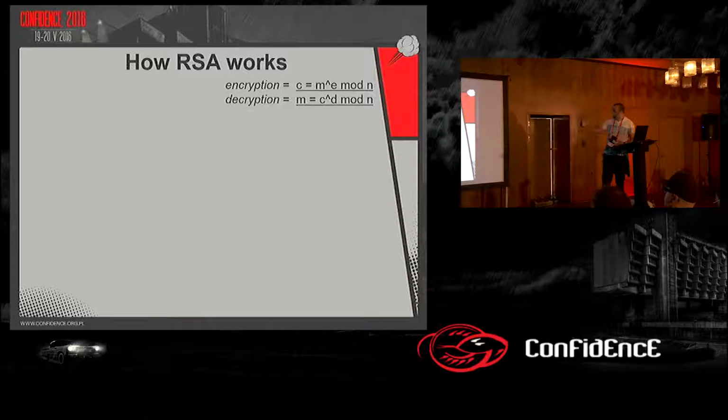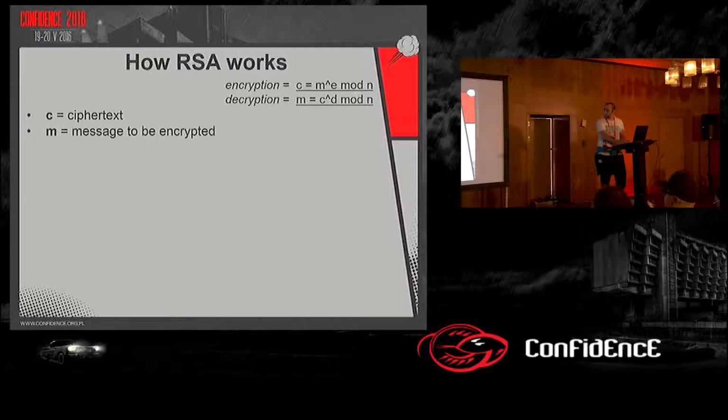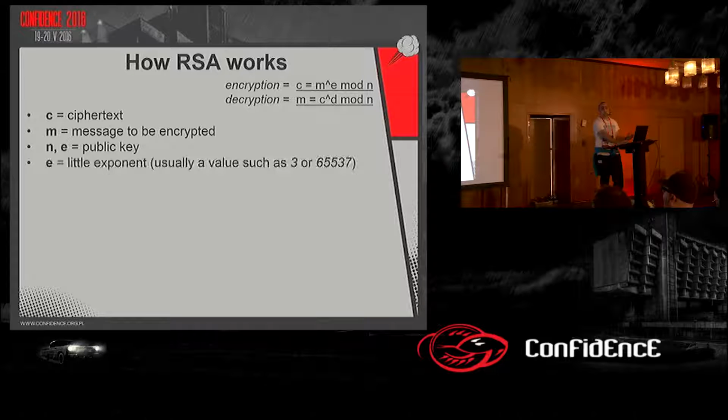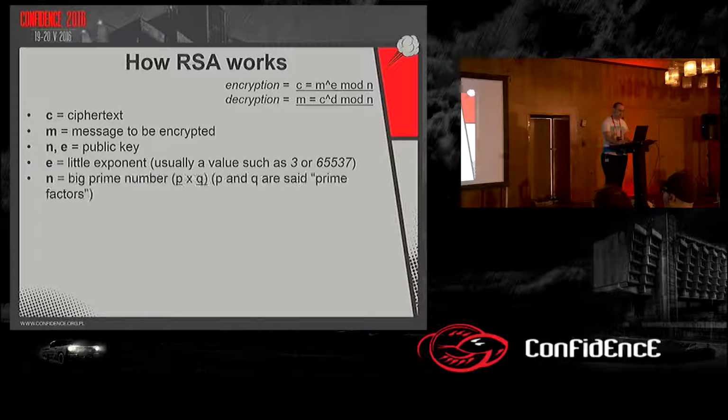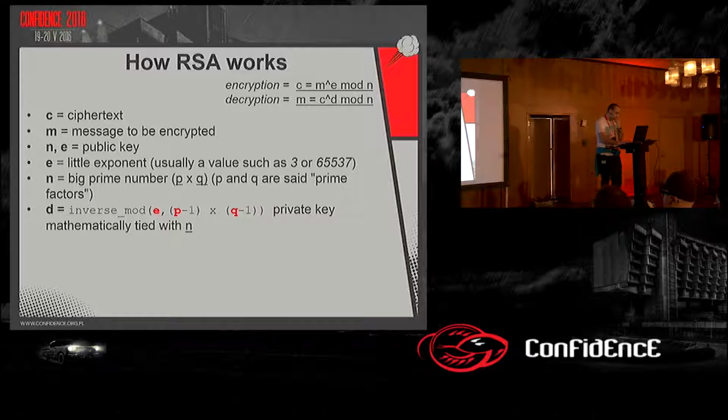This is the math behind RSA regarding encryption and decryption operations. C is the ciphertext, so the encrypted message. M is the message that needs to be encrypted. N and E are the public key, where E is a small exponent, which is found inside the certificate. And N is a big number, which is actually composed of two prime numbers that we call P and Q. And D is actually the private key, which is calculated with that formula.